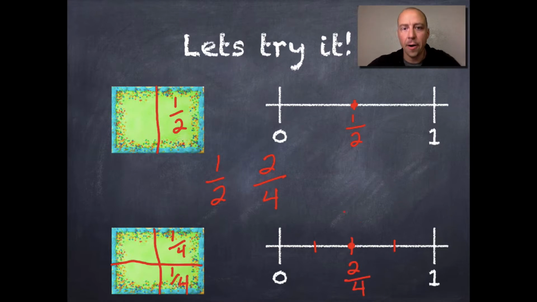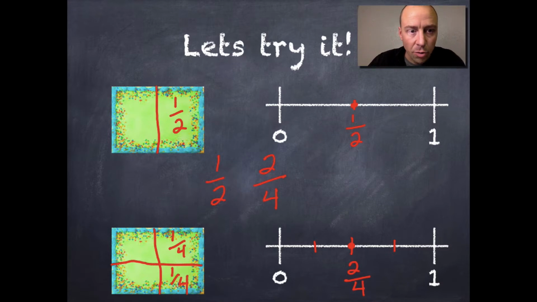Now let's compare. Which one's further along the line? That's hard to tell. Okay, well let's look at the cakes, and let's see which one looks like it's a bigger piece of cake. That looks the same. Because guess what? It is. We just created an equivalent fraction.